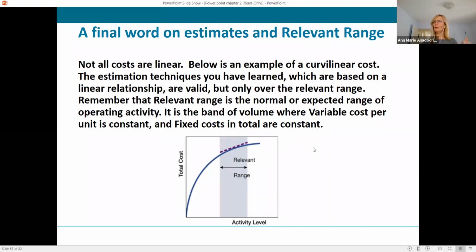Okay. Are we good with variable, fixed, mixed, relevant range? Everybody's feeling confident with those terms? Okay.